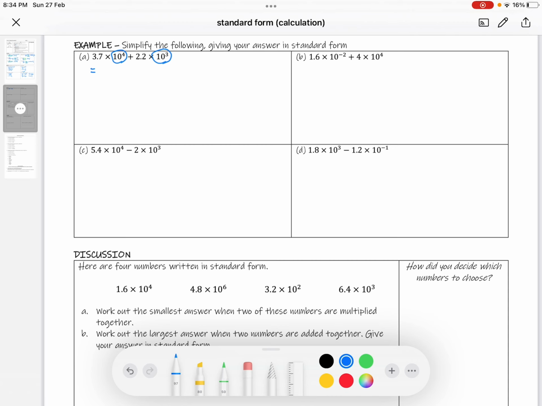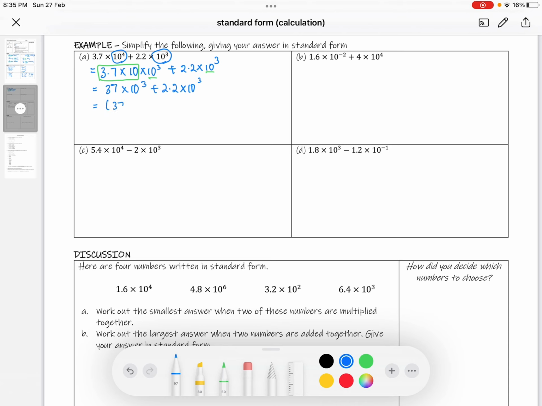So what I can do is break down 10 to the power of 4 into 10 times 10 to the power of 3. So it is much easier to change a bigger index to a smaller index. Okay, so you can simplify this one, and this is what I want. 10 to the power of 3. So that becomes 37 times 10 to the power of 3 plus 2.2 times 10 to the power of 3. So this becomes standard form with the same index form.